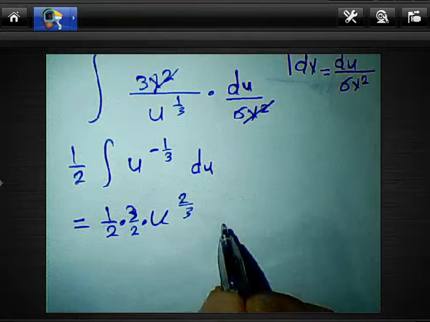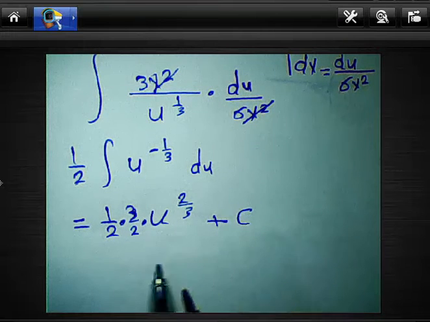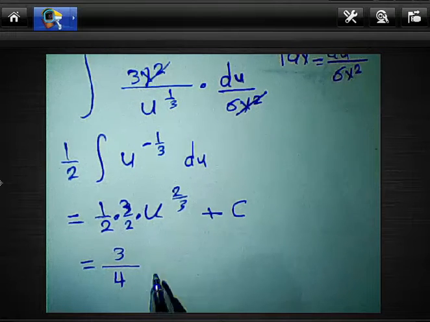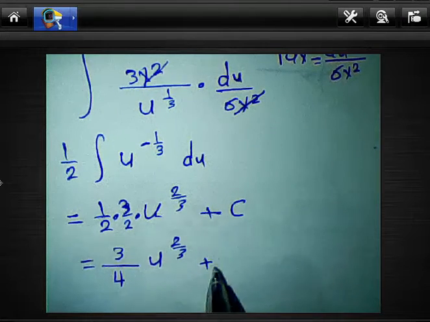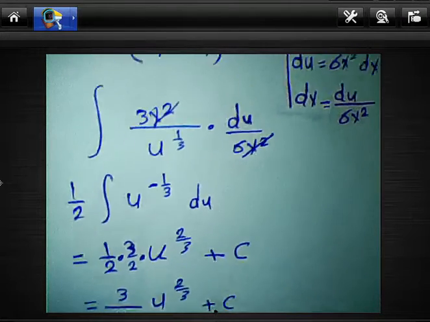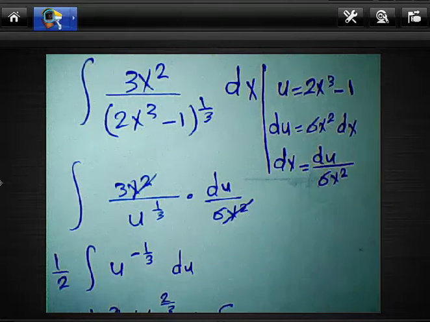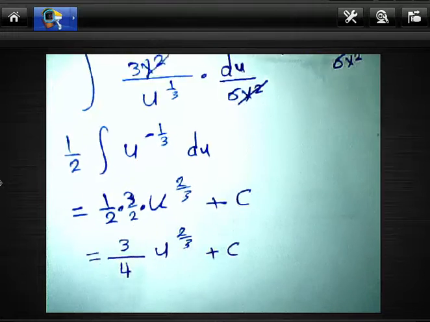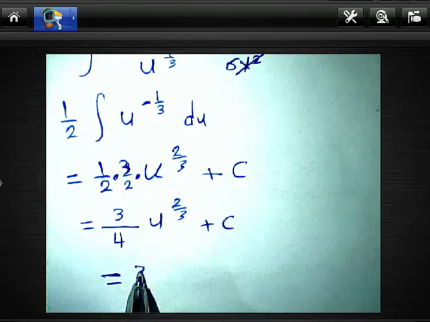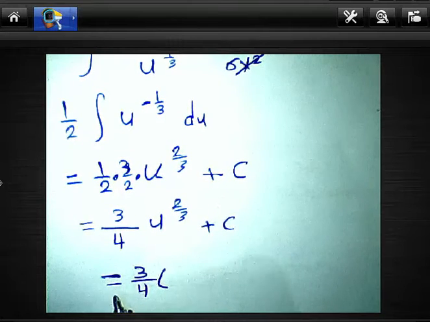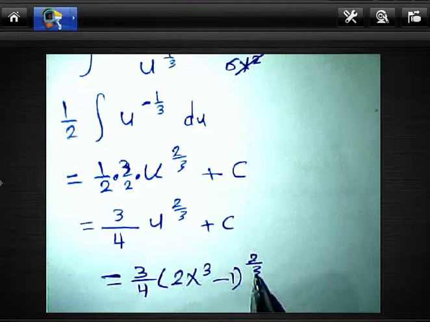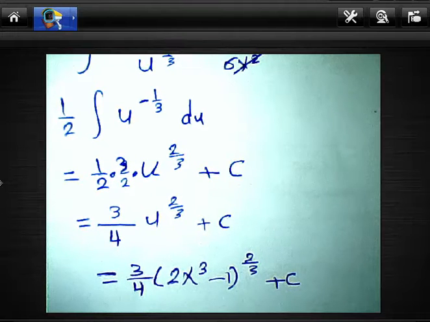Okay, and you can write the constant here. Complete: 1 times 3 equal 3, 2 times 2 equal 4, u^(2/3) plus constant. And you can write u equal what? u equal 2x^3 - 1. Equal 3 over 4 multiply by (2x^3 - 1) whole power 2/3 plus constant. It's okay.